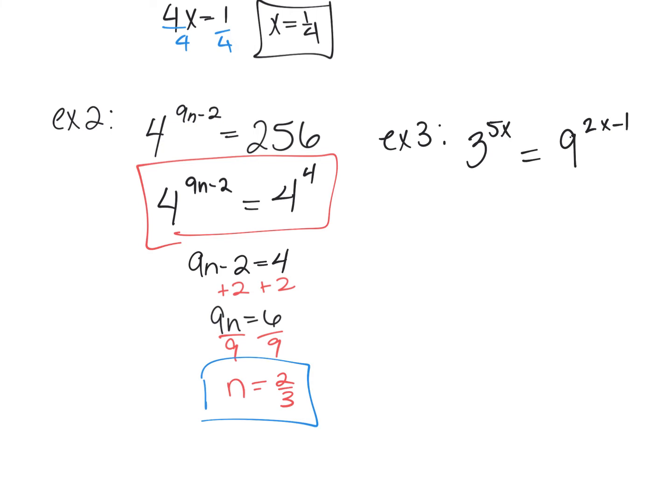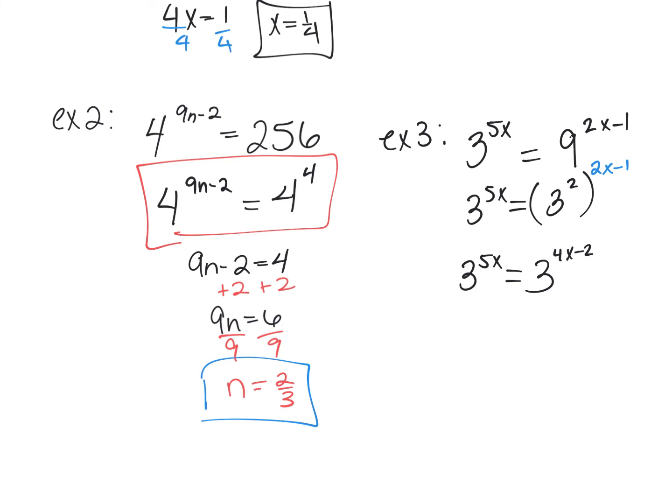I want you to try number 3 on your own. Let's do this. What base are we going to use? We have the numbers 3 and 9. We're going to use the base of 3. Do I need to change the left side? No. 3 to the 5x. How do I rewrite 9 as a power of 3? 3 squared to the 2x minus 1 power. Now I simplify. 3 to the 5x equals 3 to the 4x minus 2.